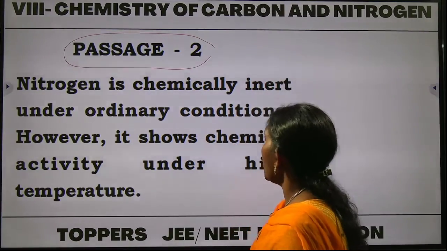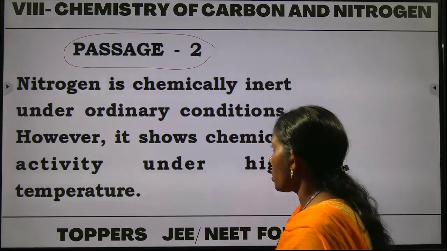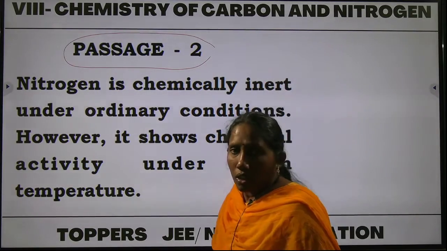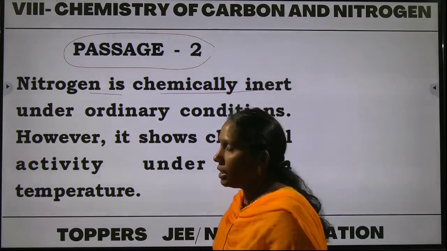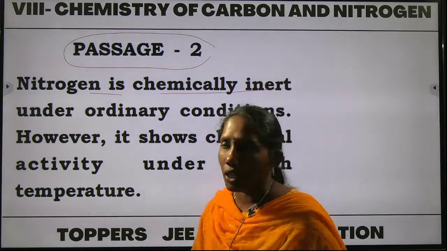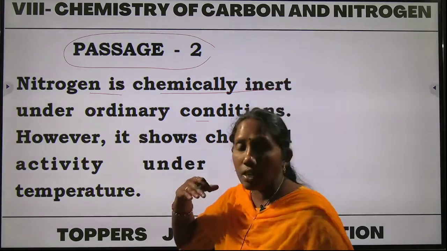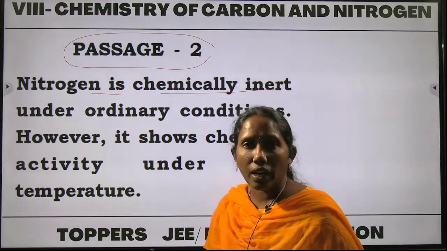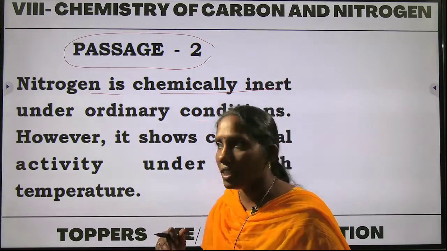Nitrogen is chemically inert under ordinary conditions. However, it shows chemical activity under high temperature. So, the data is giving that nitrogen is chemically inert. Inert means it is not very active, it is stable. It is chemically inert under ordinary conditions, meaning at room temperature it is not super reactive.